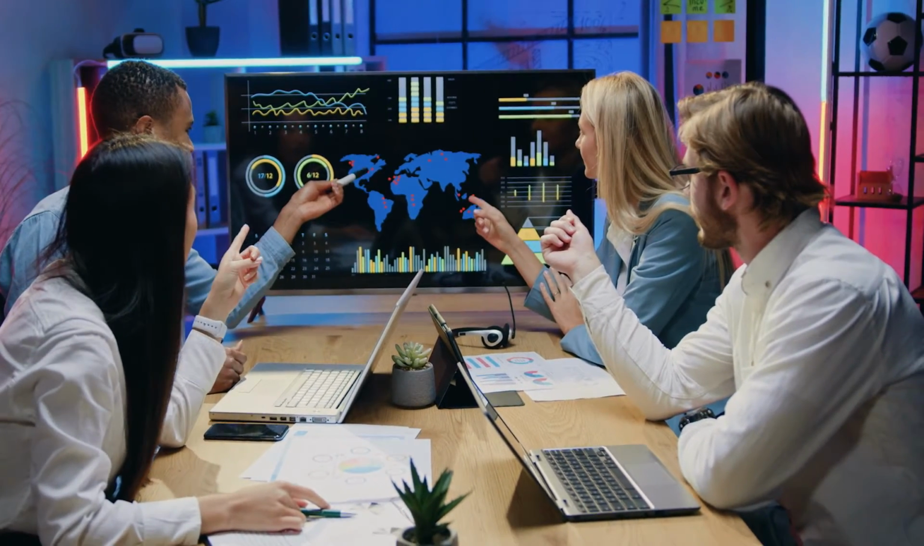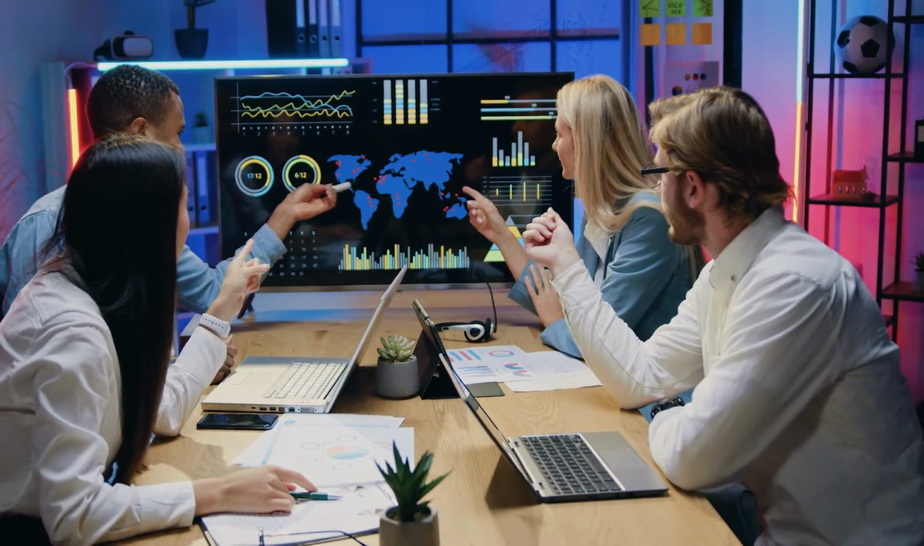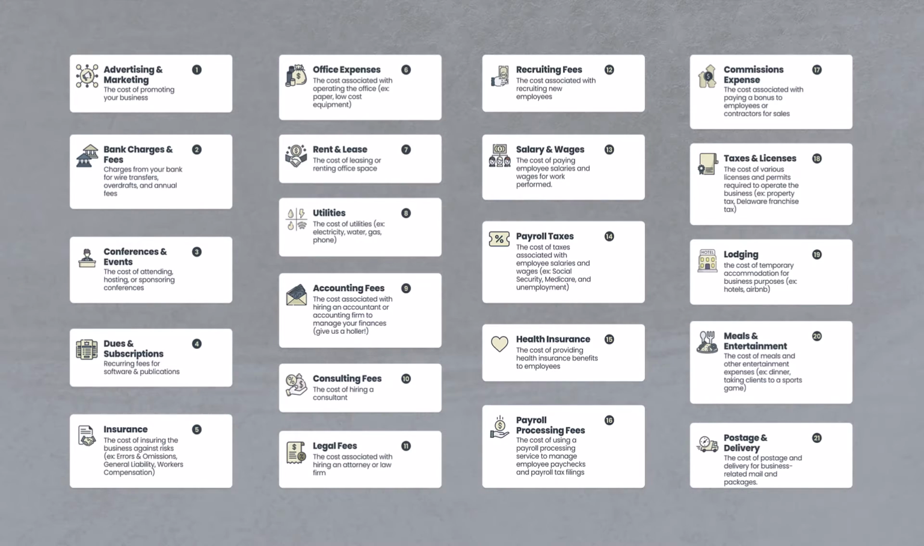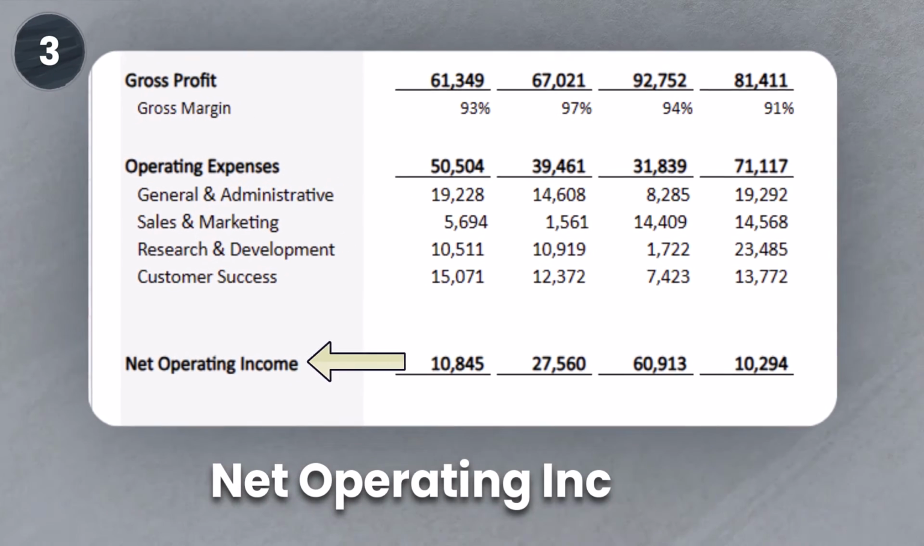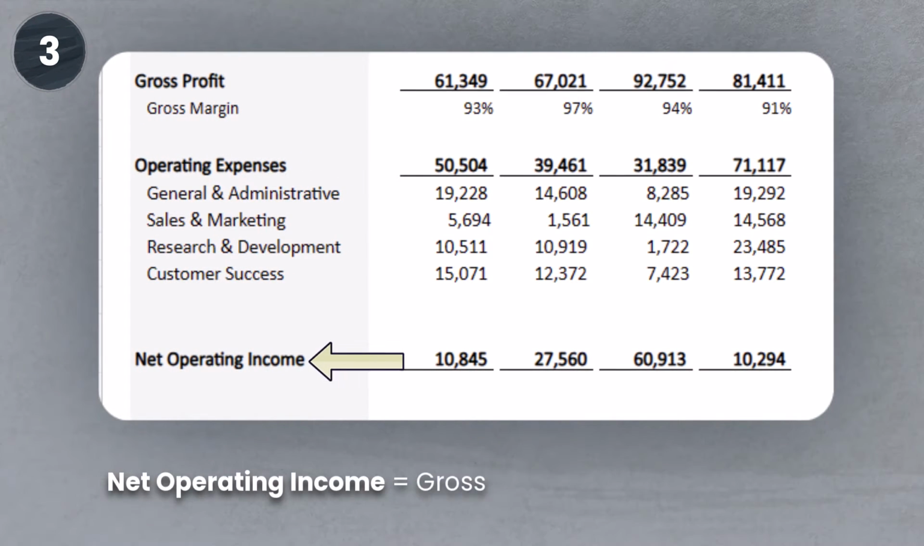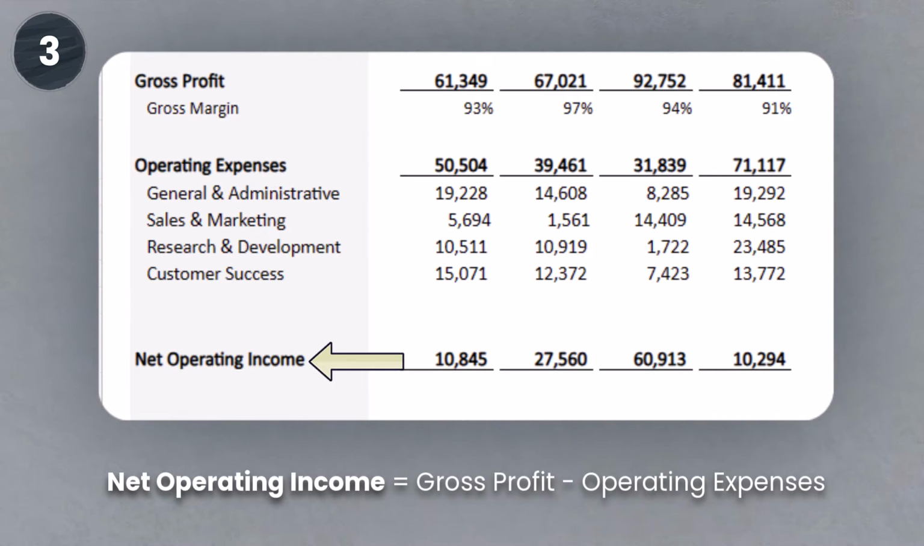Now, although these items are commonly shown as operating expenses, again, it really depends on your business model. So if you're selling consulting services, then your payroll costs may actually be a cost of goods sold, since you need your staff in order to generate income. Here are some other examples of common operating expenses. Now that we're done with operating expenses, we're ready to move on to our next profitability metric, net operating income. That's the income that's left over after you subtract out your operating expenses from your gross profit.